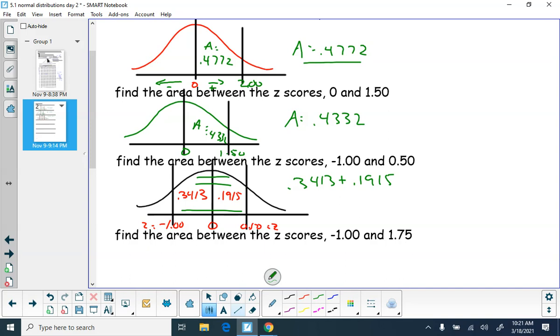Because sometimes you're going to be adding them, sometimes you're going to be subtracting them. Sometimes you're going to be adding to 0.5, subtracting from 0.5. If you have the correct table value, you will get partial credit. If you have the wrong operation, then you're going to have some points marked off. So I add these together, and Brandon, what do you come up with? 0.5328. That is my area here.